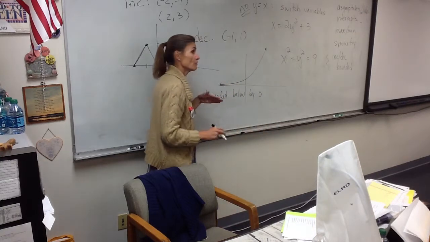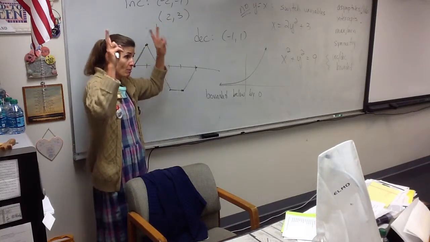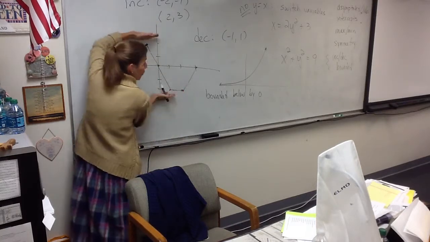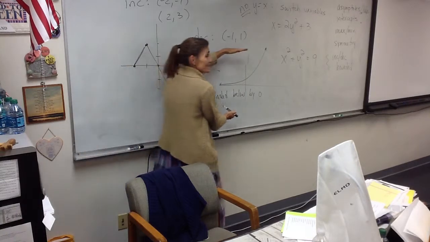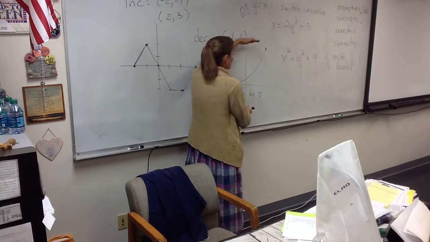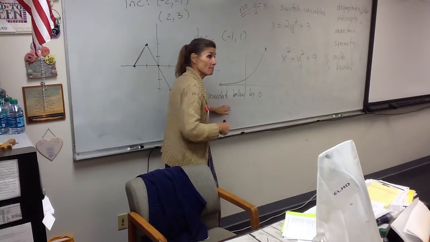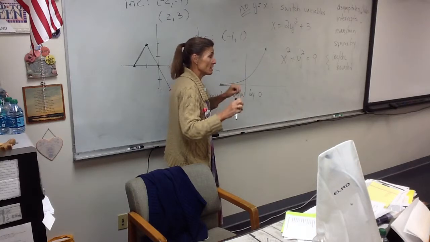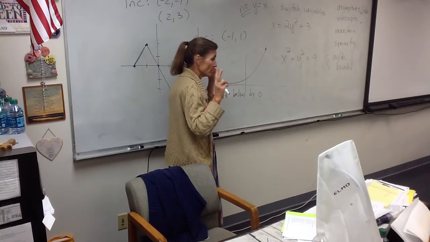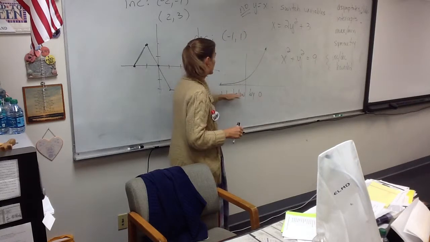Therefore, this curve can't be called bounded. This one is called bounded because it has a floor and a ceiling. This one is not bounded because it doesn't have a ceiling. It is bounded below. We use that vocabulary. It's bounded below, but it's not bounded. Bounded, that word, means contained, like in a box. This is not contained.